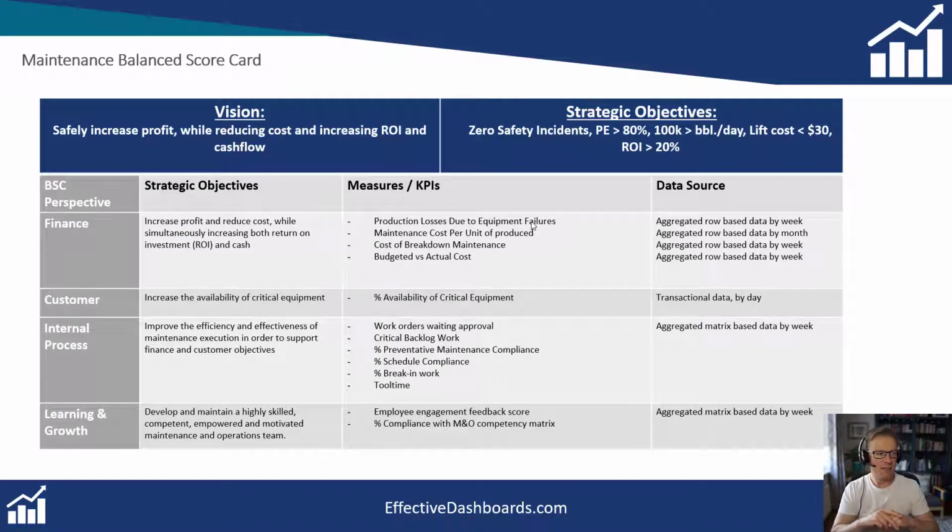In terms of internal processes, we've got quite a lot of different internal processes within the maintenance department. So I've selected a few KPIs here. We've got the number of work orders that are waiting to be approved. We've got a critical backlog. We've got our preventative maintenance compliance. So are we complying with our preventative maintenance strategies and work? We've got a schedule compliance. So are we able to create a schedule and then execute that schedule efficiently and effectively? And then we've got the break-in, so are we managing any break-ins to that schedule? And then finally our tool time, so how much productivity are we able to get from our workforce?